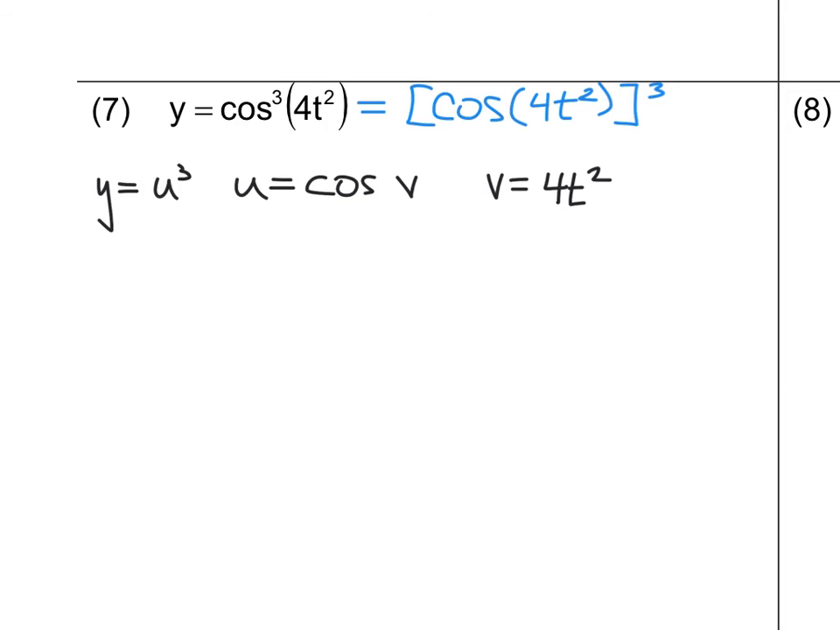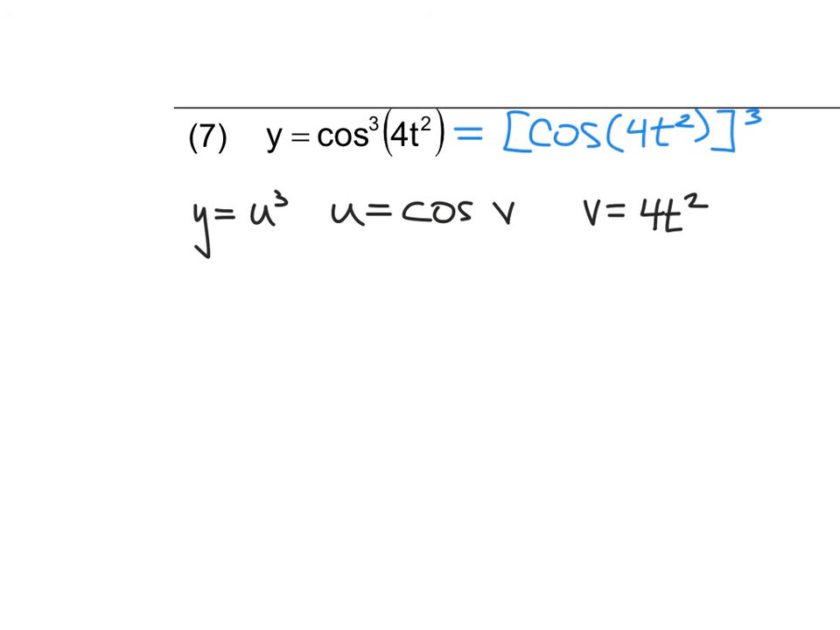Now, if you work backwards, replace the v with a 4t squared, and then take that entire cosine of 4t squared and use that to replace the u, you can see how that gets you right back to where you started. All right. The idea is that I can take the derivative of these three parts very easily.